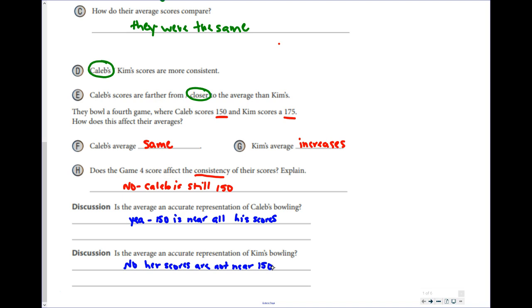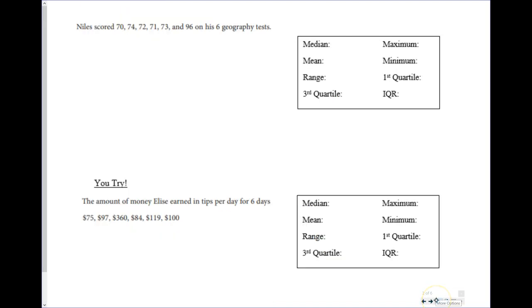Okay, so let's take a look at how I want you to be able to calculate things in a data set. This is kind of a review. I want you to be able to now include the mean in what we've been doing so far. So we've been able to calculate the median, maximum, minimum, the mean of a data set, the range, and the quartiles. So for this first one, let's calculate all of those things. I'm going to reorder the data from least to greatest: 70, 71, 72, 73, 74, and 96.